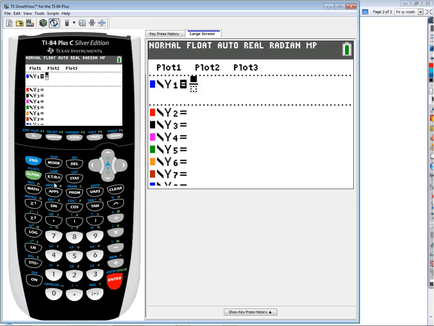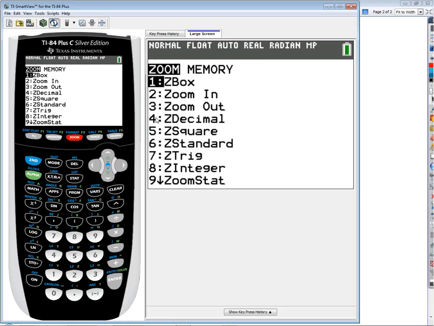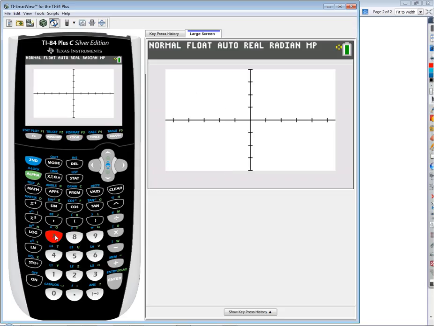So on top, we'll put in sine x. On the bottom, we'll put in x. And for zoom, let's go zoom trig, zoom 7. And we'll look at what that does for us. Okay, there's our function. Now we'll walk along that in a second.